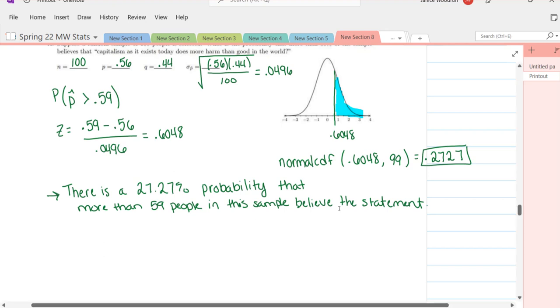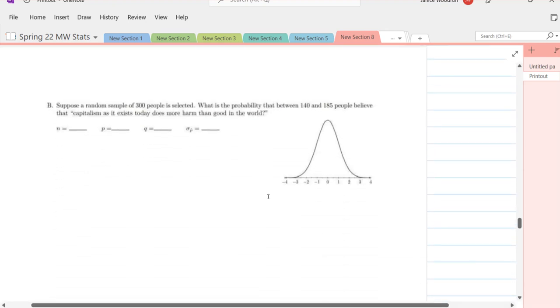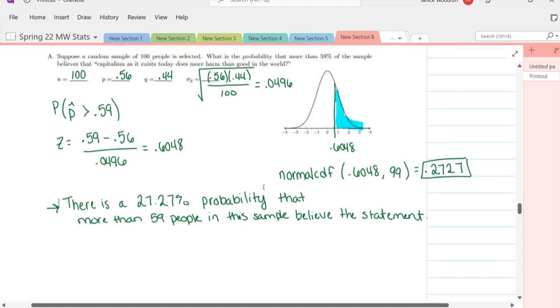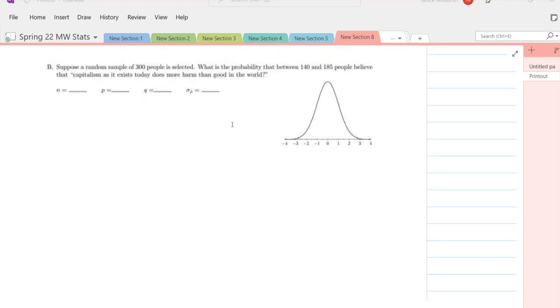Okay, so let's go ahead and go to the next page. We're going to increase the sample size. Okay, so suppose we take the random sample and increase it to 300, and then now we have the probability that between 140 and 185 people believe this.